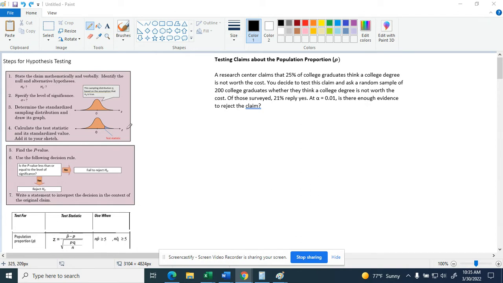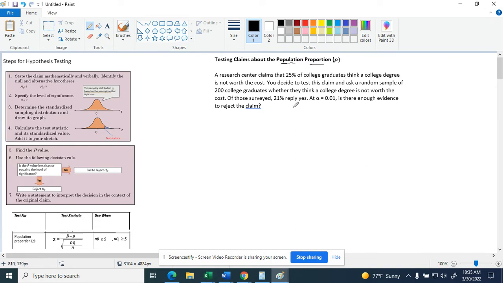There are 7 steps, and what is going to be different in every problem I show you is step number 4, where I'm going to be using a formula. Now, there are different types of claims. One of the claims somebody can make involves the population proportion, which is the percentage of the population.